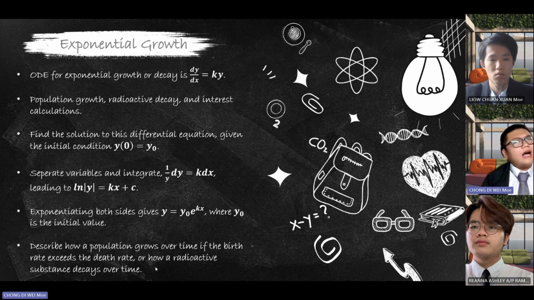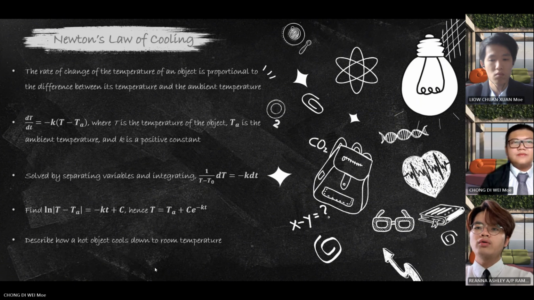Wow. So how about Newton's law of cooling? Well, Newton's law of cooling states that the rate of change of the temperature of an object is proportional to the difference between its temperature and the ambient temperature. Given the ODE dT over dt equals negative k (T minus Ta), where T is the temperature of the object, Ta is the ambient temperature, and k is a positive constant.